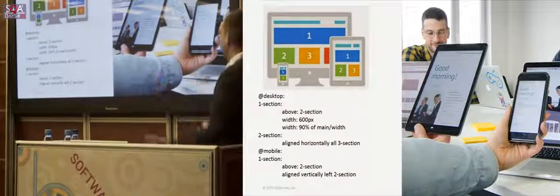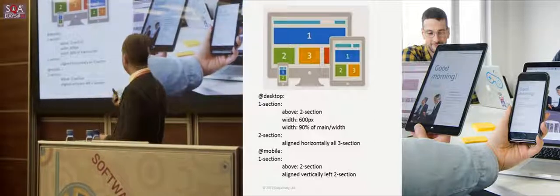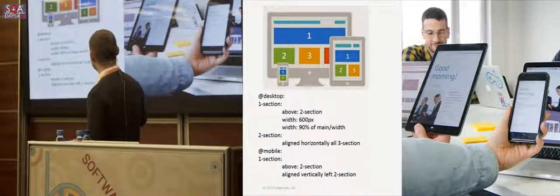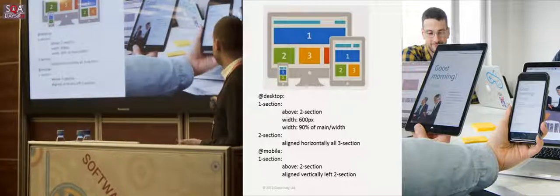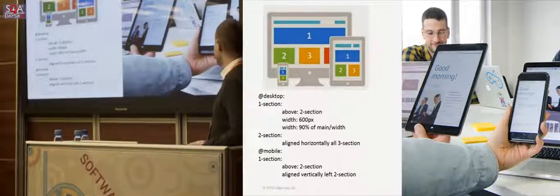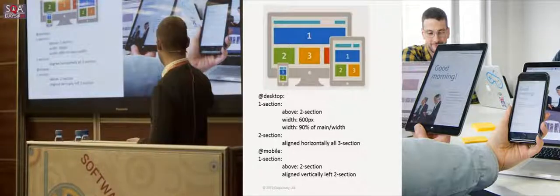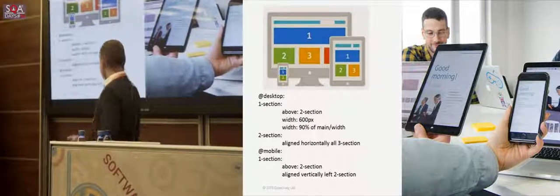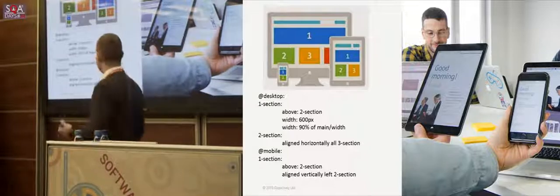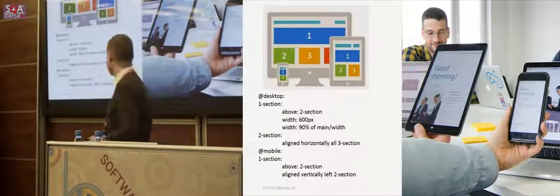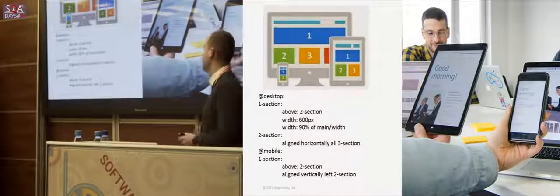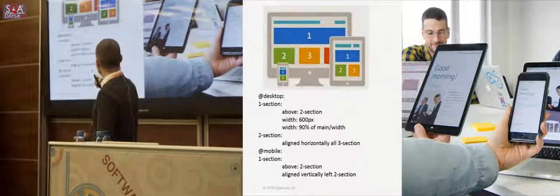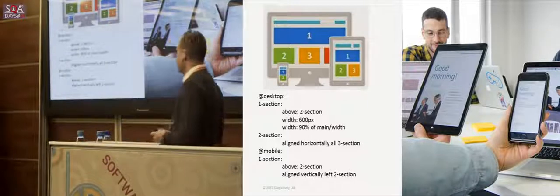So for example, we have an application which could be opened on our desktop, but also on our tablets or our phones. As you can see here, I have an example from my company, which is the website of our company. As you can see, it's different on each of the devices. For example, we can write in the file that for the desktop application, the first section is above the second section, the width is 600 pixels and the width is 90% of the main width. The second section, I mean this one here, 2, 3, and 4, are aligned horizontally, all three sections.